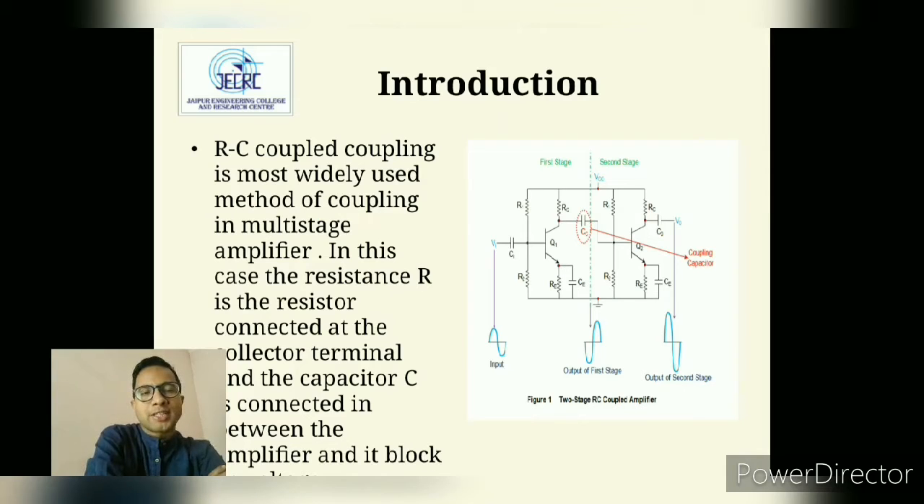Introduction part of the RC coupled amplifier: RC coupling is the most widely used method of coupling in multi-stage amplifiers. In this case, the resistor R is connected at the collector terminal and the capacitor C is connected in between the amplifier stages, and it blocks DC voltage.